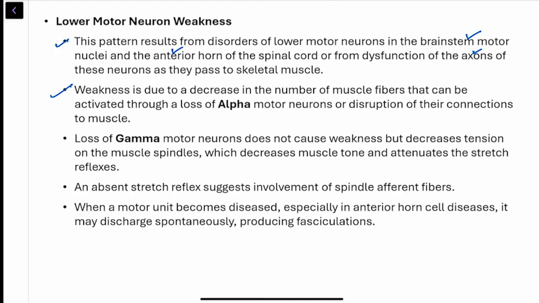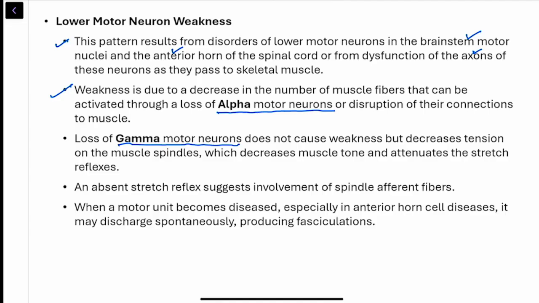Now there are two types of motor neurons which supply the muscle. One is the gamma motor neuron and the other is the alpha motor neuron. Alpha motor neurons supply the extrafusal part of the muscle, meaning the bulk of the muscle fibers, and gamma motor neurons supply the spindle. The spindle is responsible for the stretch reflex, or is responsible for tone.